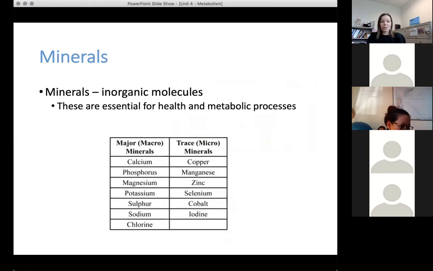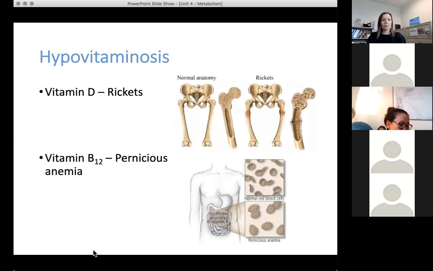And on the other hand, let me go back. I don't have a separate slide for hypervitaminosis, but this is the opposite situation. Rather than having a vitamin deficiency, you have excessive amounts of a particular vitamin. And that can be harmful if the intake of a particular vitamin exceeds the body's ability to use and store that vitamin. So if you're taking in a really high amount of a particular vitamin and it's being stored in the body, it can actually build up to toxic levels.